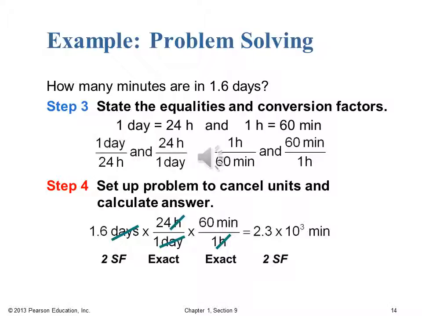Of course, if we look at our beginning value, 1.6 days, that's 2 sig figs. This is multiplication and division, and therefore we should end with 2 sig figs, and that's why we've expressed our final answer as 2.3 times 10 to the 3 minutes.